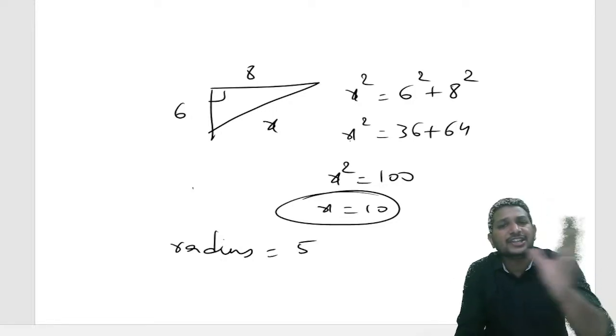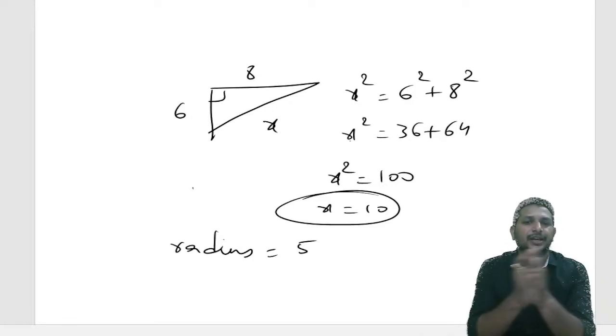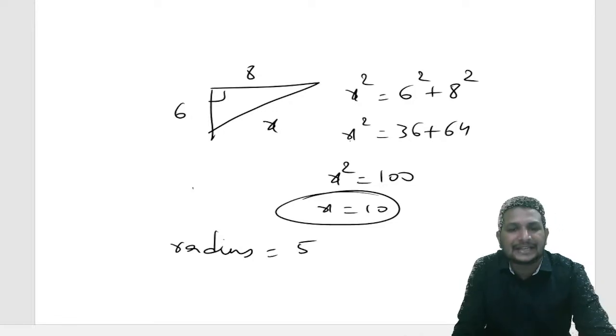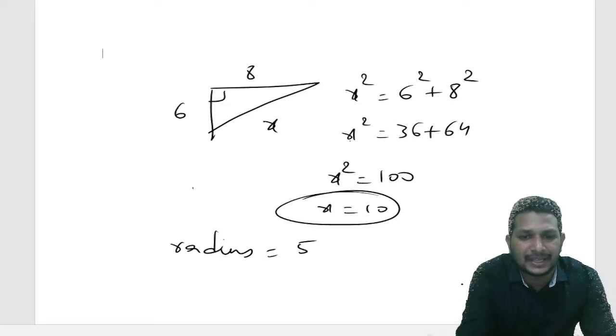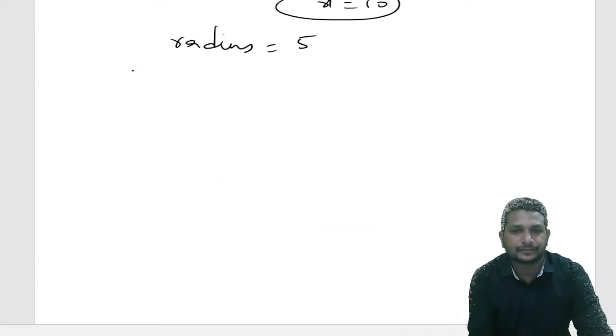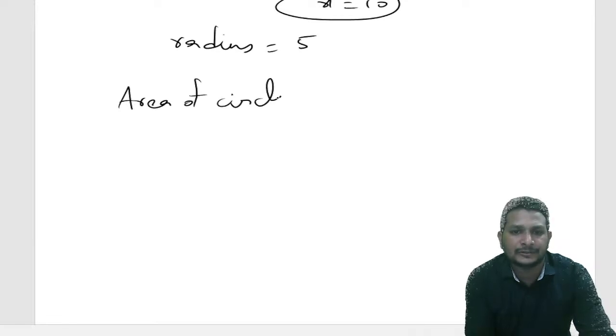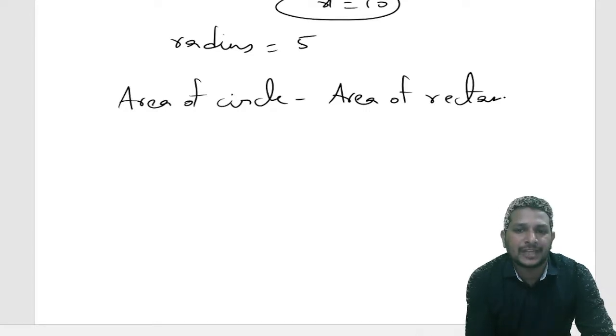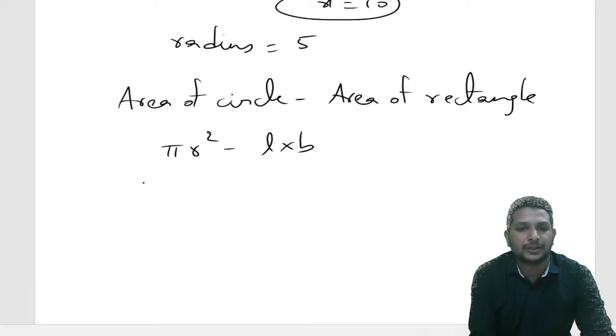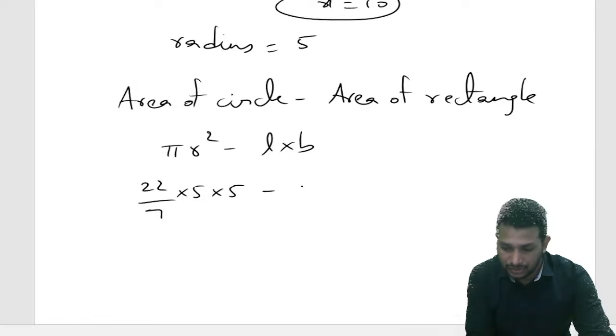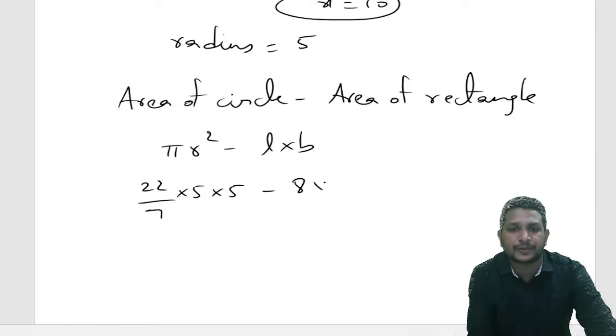So now we can find the area of the shaded region. How? The area of circle minus area of rectangle. As we know the radius, pi r square minus area of rectangle, length into breadth. 22 by 7 into 5 into 5. Length into breadth, how much? The dimensions are 8 into 6. So 22 into 5, 110.